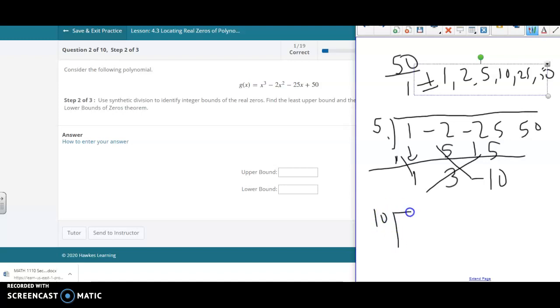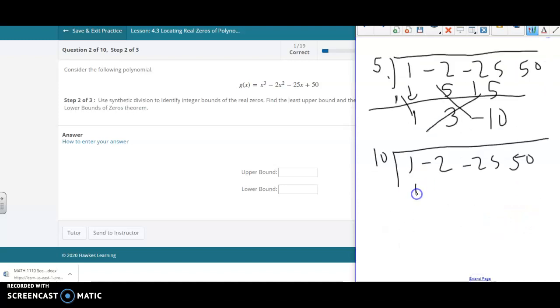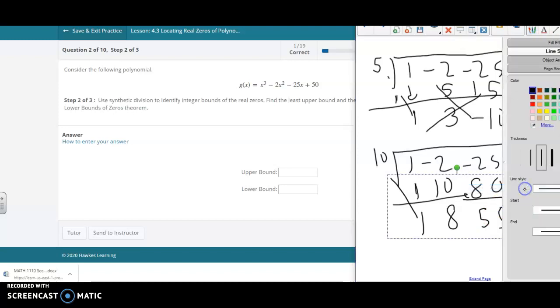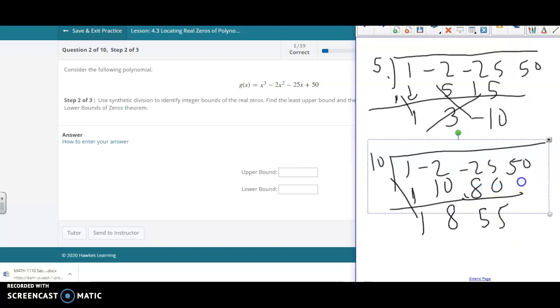See if 10 gives us the desired result in synthetic division. So we have 1, negative 2, negative 25, and 50. Now bring down the 1. And we get 10, we get 8, we get 80, and 550. It's really big, 550.